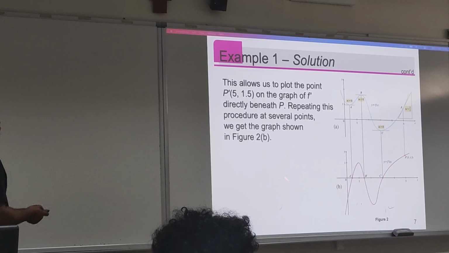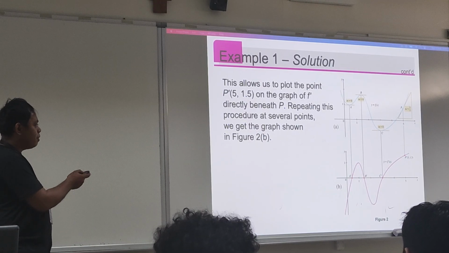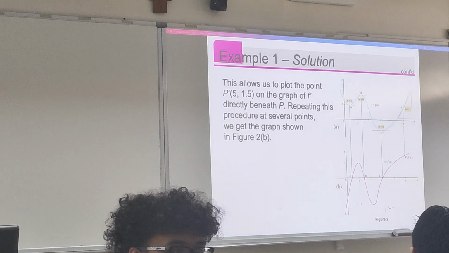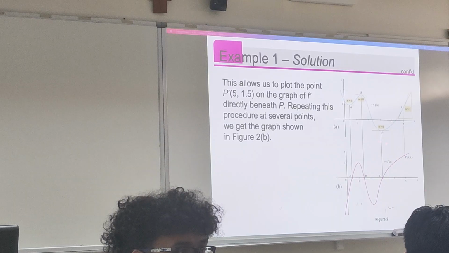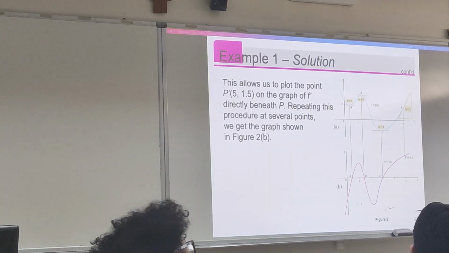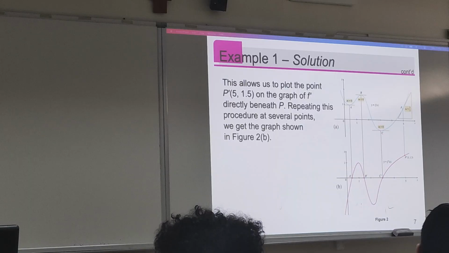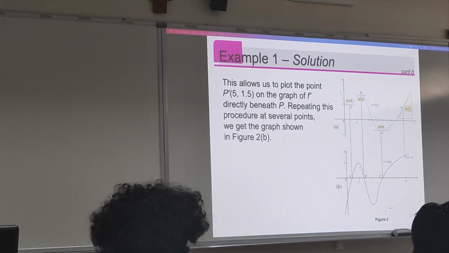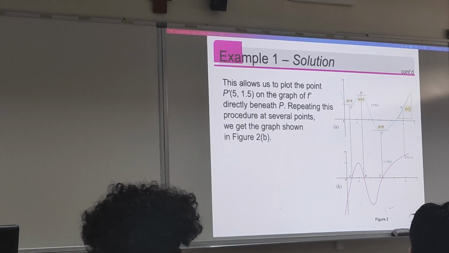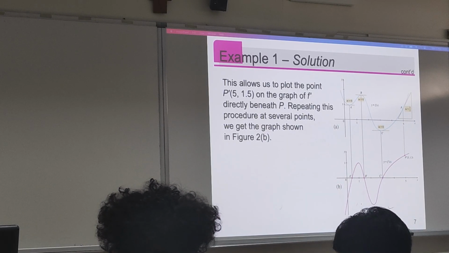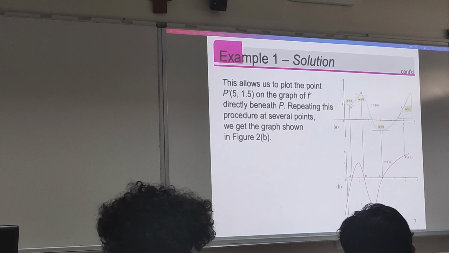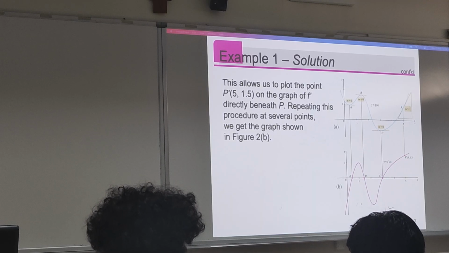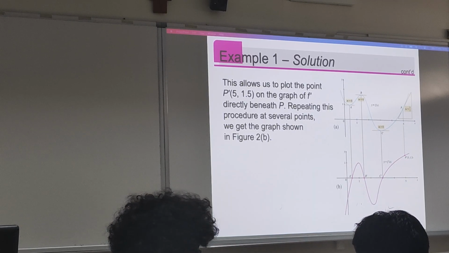Okay, this allows us to plot the point, this one, on the graph of f prime, directly beneath it. So repeating this procedure at several points, we get the graph shown in this figure. So we can interpret it using the definition of the slope because they are exactly the same, right? The derivative of your function is just the same as the slope of the tangent line at that point. Right? That's why we do the slope. Other applications of derivatives, okay, they're just related.